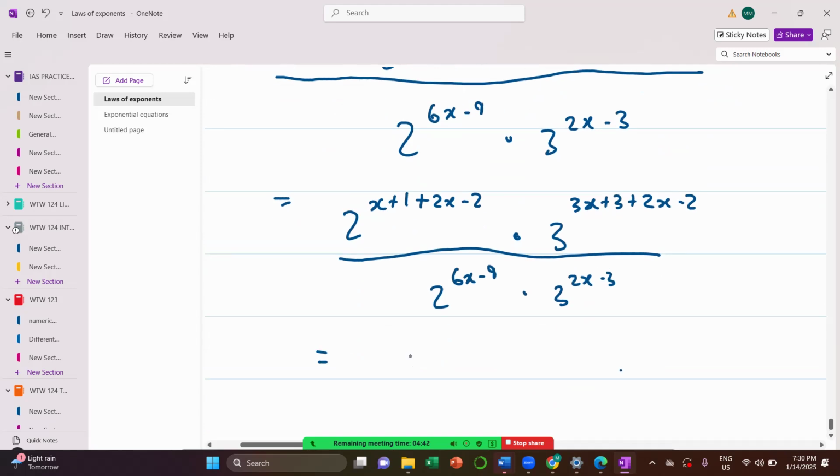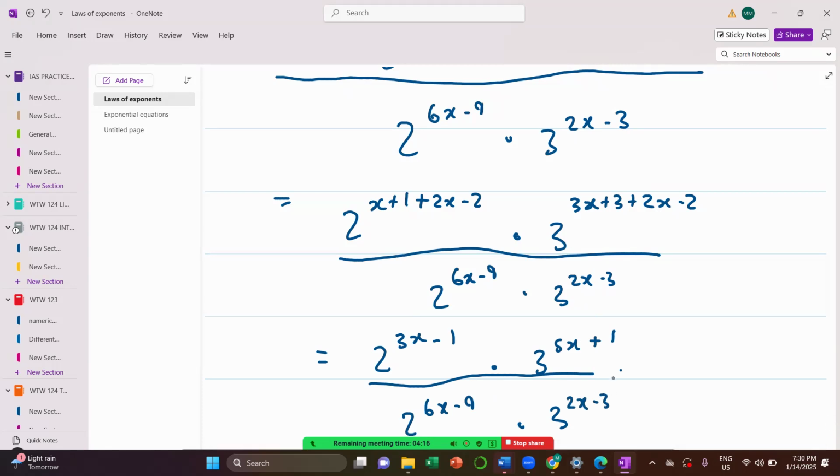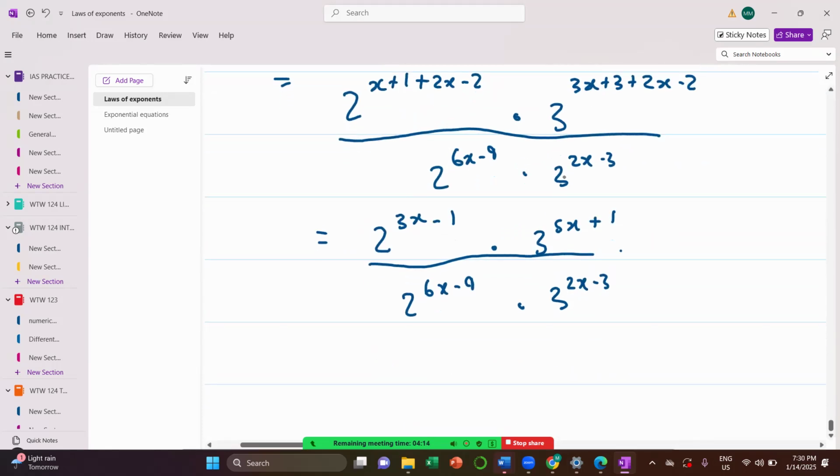I just simplify my exponents. So it's going to be 2 to the exponent of x plus 2x, which is 3x, and 1 minus 2 is going to be minus 1. Then I have 3 to the exponent of 3x plus 2x, which is 5x, then 3 minus 2 is going to be plus 1. All over, I still have 2 to the exponent of 6x minus 9 times 3 to the exponent of 2x minus 3. Are we okay?